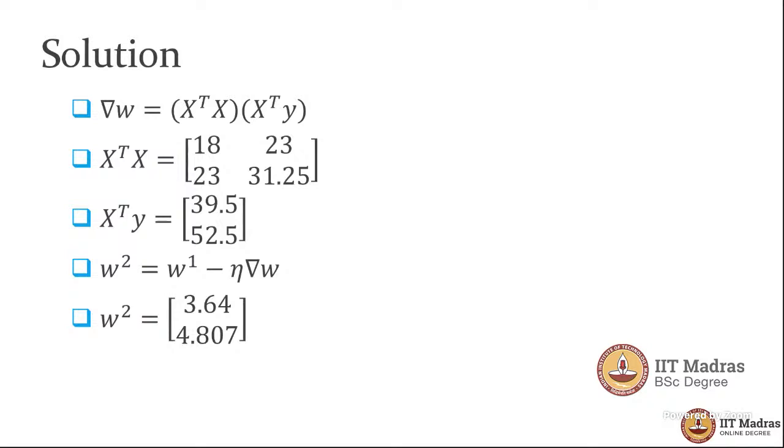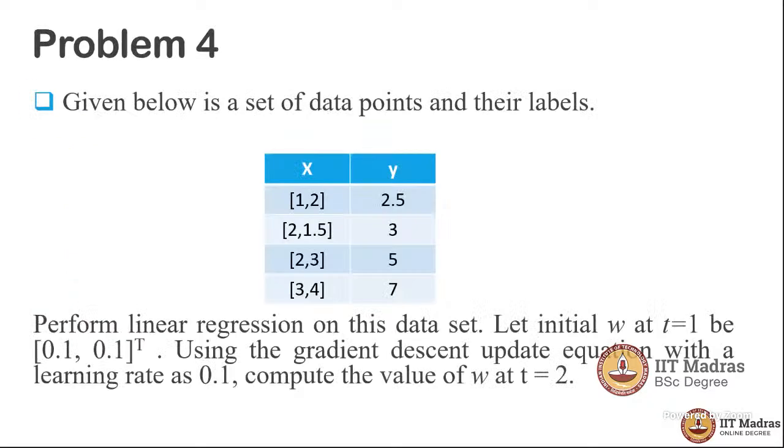X transpose X is this, and X transpose Y is a 2 by 1 matrix. So we have to be very clear about the method: you don't need to go to the inverse, just apply this. Here we are doing full gradient descent, not stochastic, because there are only 4 data points, each with 2 features, so there is no batch size. When you have 100 or 200 data points, at that time you go for stochastic gradient descent.